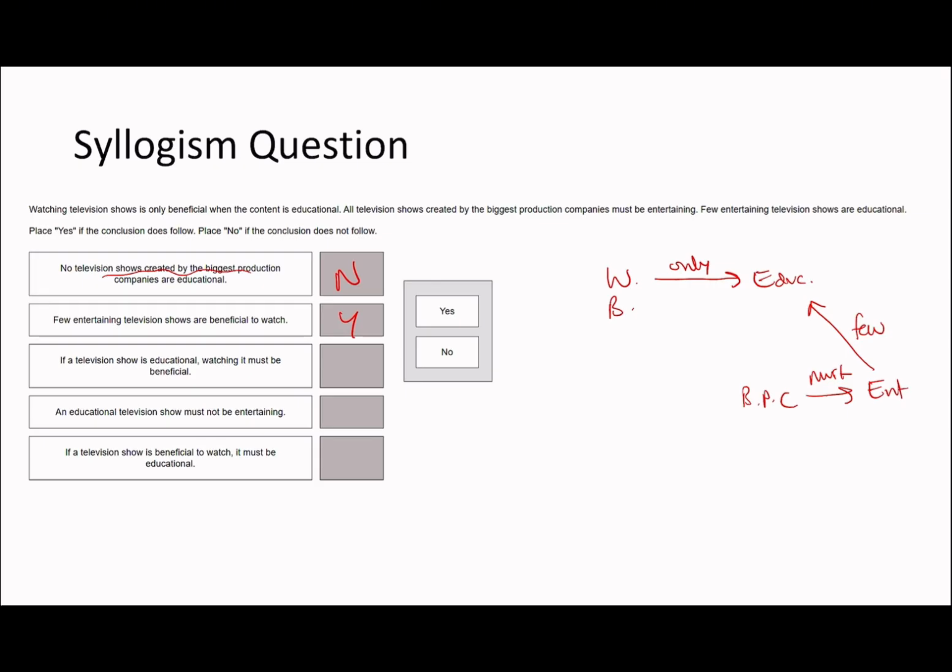If a TV show is educational, watching it must be beneficial. Well, it's one of those where the only way in which watching a TV show is beneficial is if the content is educational. But if the content is educational, it doesn't automatically mean watching it must be beneficial. So think about it like this.